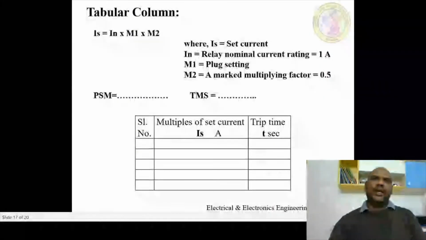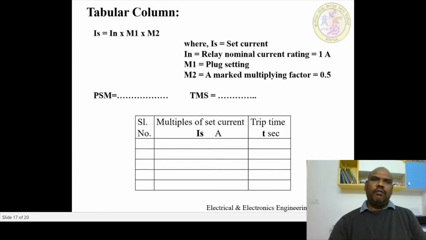I hope you have understood the conduct of this experiment. While conducting the experiment, in each step, you should note down the fault currents and the corresponding time for tripping. This fault current should be set as a percentage of the set value, like say 125%, 150%, 200%, or it can be said as 1.25 times, 1.5 times, 2 times, and so on.